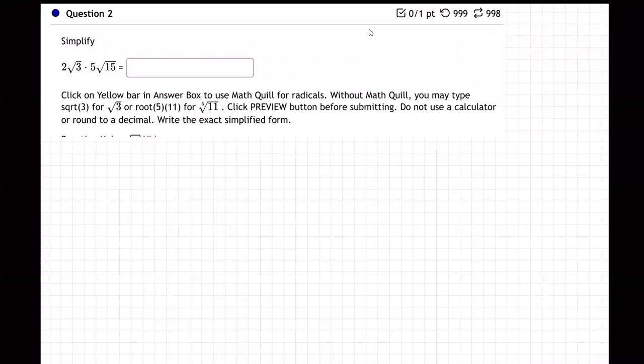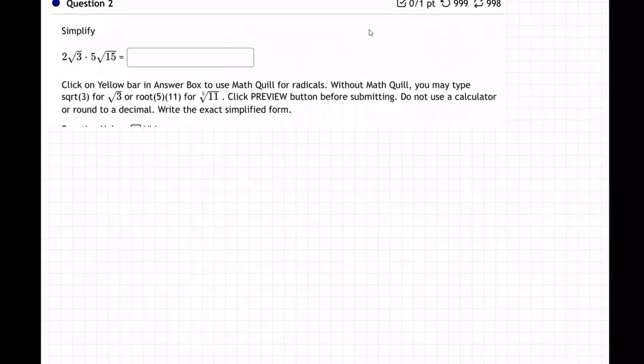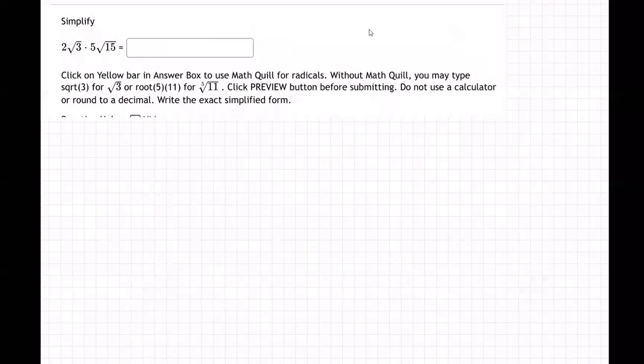Okay, so on this question, they're wanting us to multiply these. So let me bring it down here. 2 square root of 3 times 5 square root of 15. So how do we do it? How do we multiply? How do we times a couple of different roots?